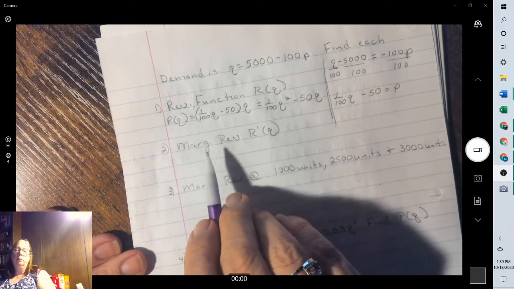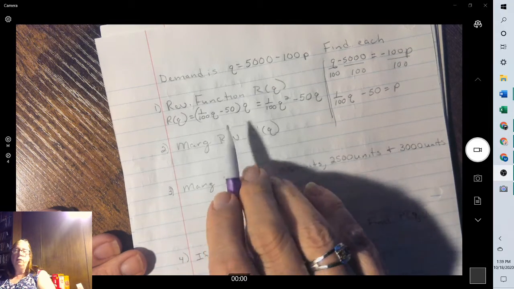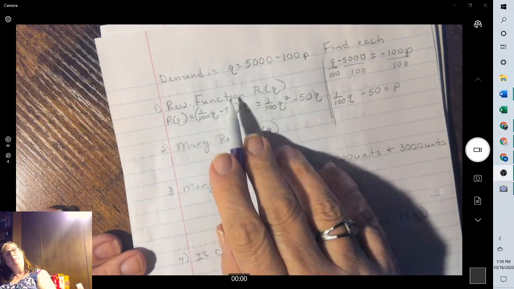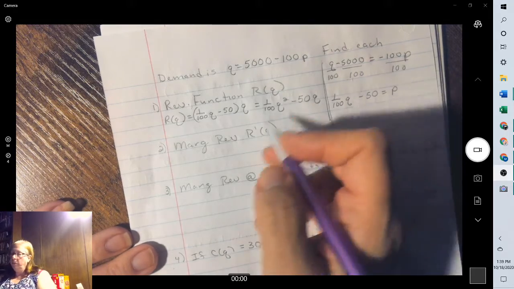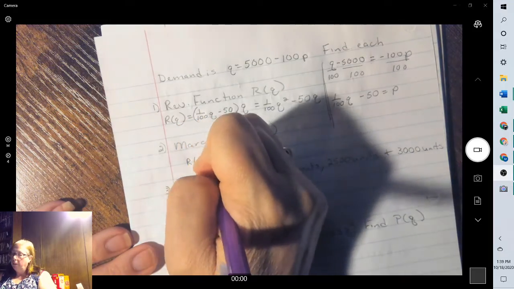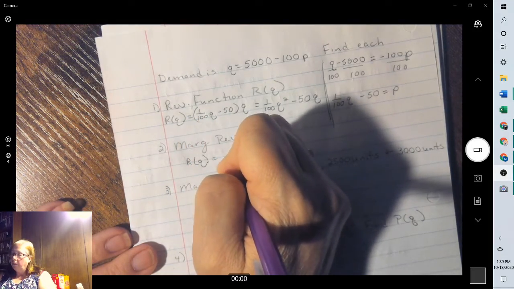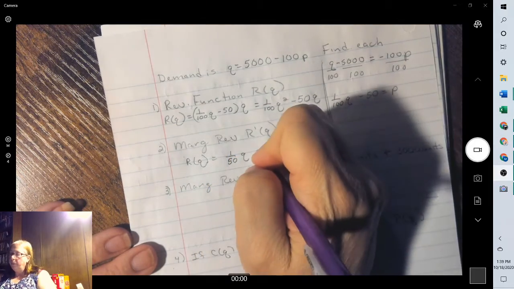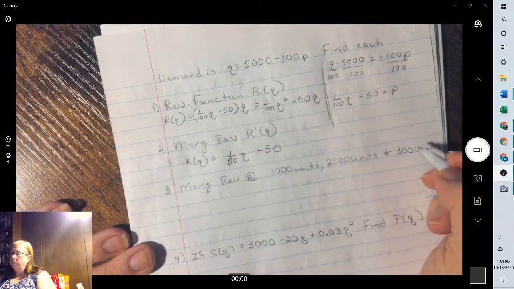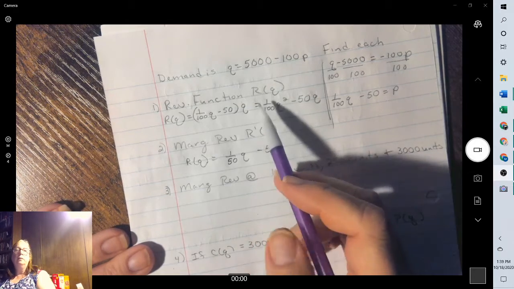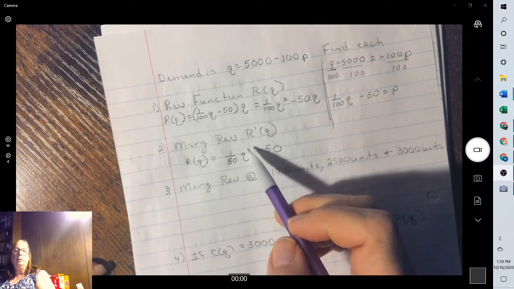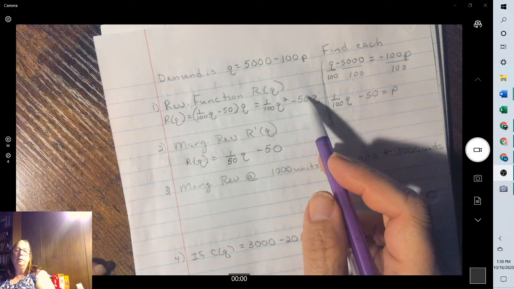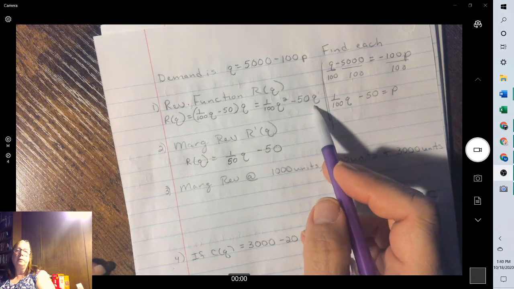Marginal revenue. Marginal means you take the derivative. It's telling you the rate of change of the revenue. So we want to take the derivative. 2 times 1 over 100 is 1 over 50, minus 50. The derivative, 2 over 100, reduces to 1 over 50, Q to the first. And this is to the first, so it leaves a negative 50, Q to the 0 drops out.